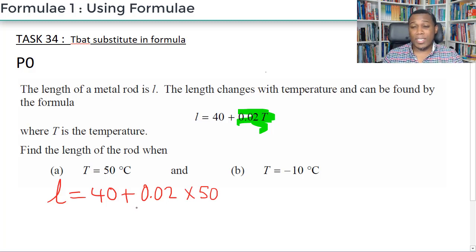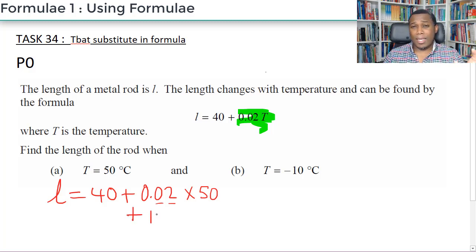As I said, you could use a calculator, but 0.02 multiplied by 50, well, 2 multiplied by 5 would give me 10. So 2 multiplied by 50 would give me 100, and then you're thinking I need to have 2 decimal places. If I adjust 100 using 2 decimal places, what am I going to get? I'm going to get 1.